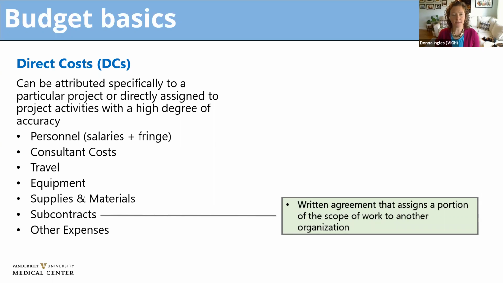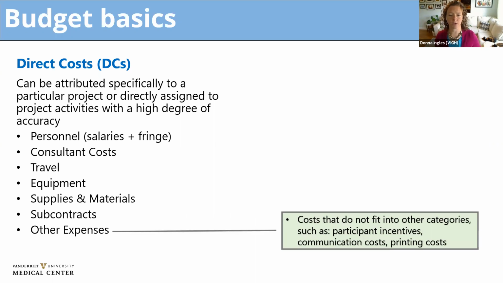For subcontracts, you can also hear them called subawards. This is a written agreement that gives a portion of the scope of work for the project to a different organization. It's required to have a written agreement in place to execute one of these. And so this should be any funding that you're going to give to another organization to help with their work or to help with the work for the project.